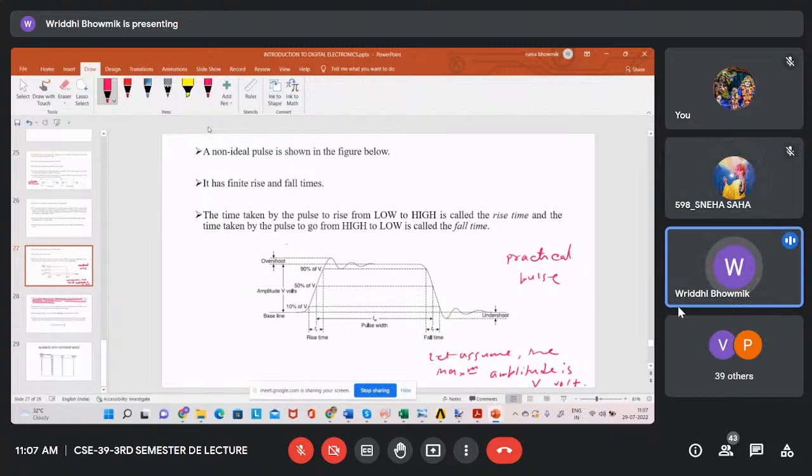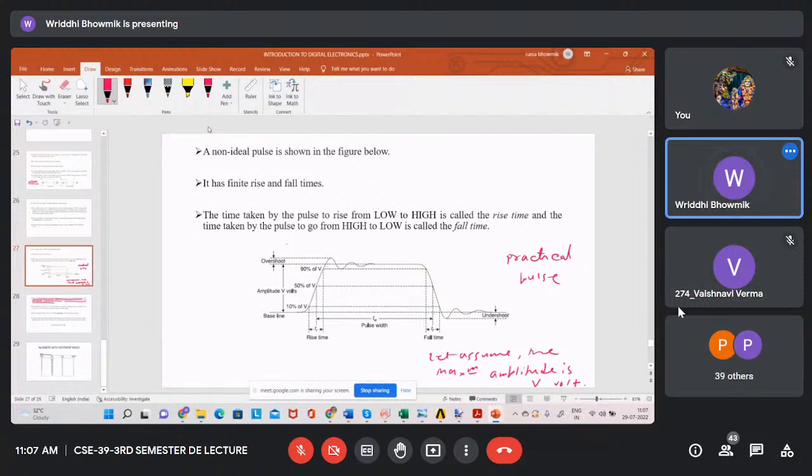So the maximum amplitude of the pulse is V volt. The time taken by the pulse to rise from 10% of V to 90% of V, means 0.1 V to 0.9 V. The time taken by the pulse to change its amplitude level from 0.1 V to 0.9 V. If you see very carefully, this is your 0.1 V and this is your 0.9 V. So this is the time where you have 0.1 V and this is the time where you have 0.9 V. So this time duration is the rise time T suffix R.